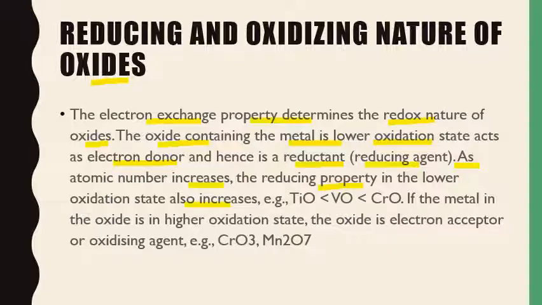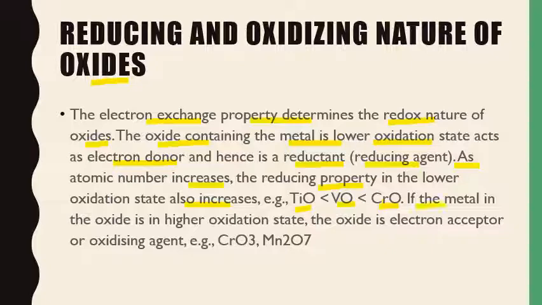If we see, this is the lower oxidation state: titanium oxide, vanadium oxide and chromium oxide, and compare their property as a reducing agent. We can say titanium has the lower atomic number, then vanadium has a higher atomic number, and chromium is higher still. So if the atomic number goes on increasing, it has the ability to donate the electron. It can easily donate out the electron.